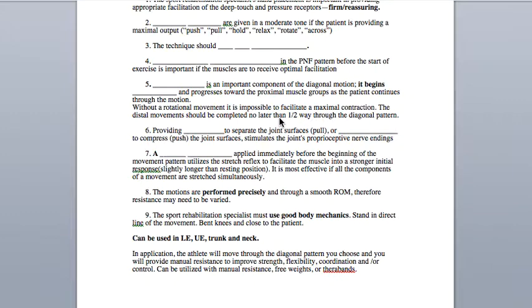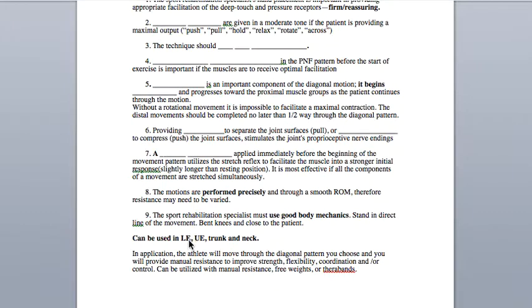All right, moving on. Number 8, the motions are performed precisely through a smooth range of motion, therefore resistance may need to be varied. I'm talking about manual resistance. Number 9, the sports rehab specialist must use good body mechanics, stand in the direction of the line of movement, bend knees, and be close to the patient. We'll practice this in lab.